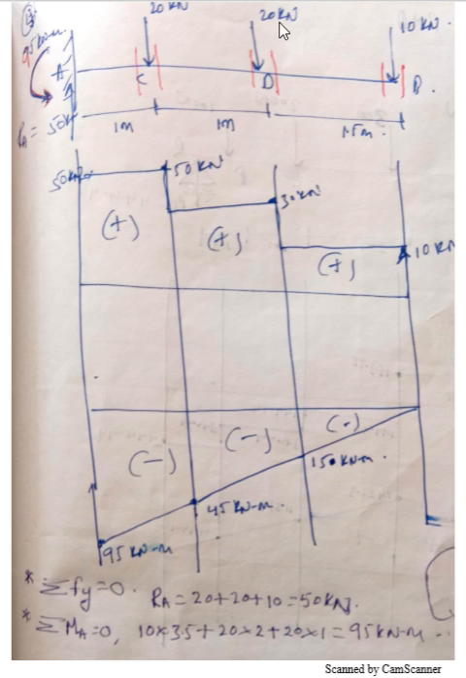Then this 20 is again giving me clockwise moment with respect to A, so plus 20 into perpendicular distance is 2. Then again plus 20 because it is giving me clockwise moment into perpendicular distance is 1. So when I add them together, I'll get 95 kilonewton meter.